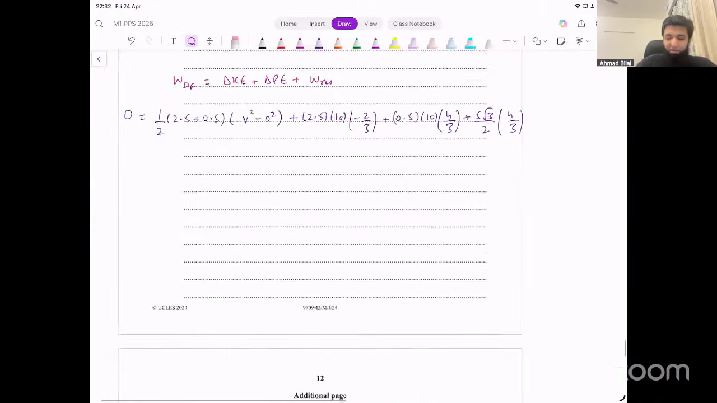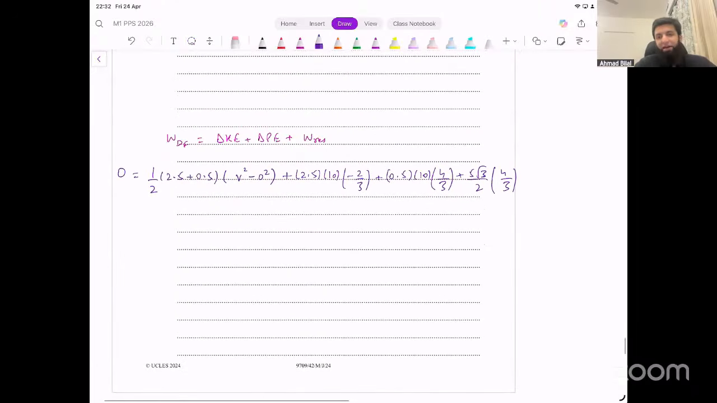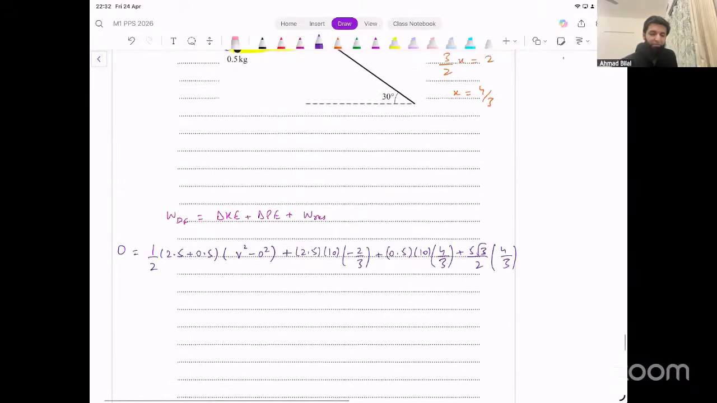We had to use the energy method for that, right? So the final speed is unknown. We keep that as V, and that will give us the value for V. You can see what that is. Solve this equation, find the value of V from that.